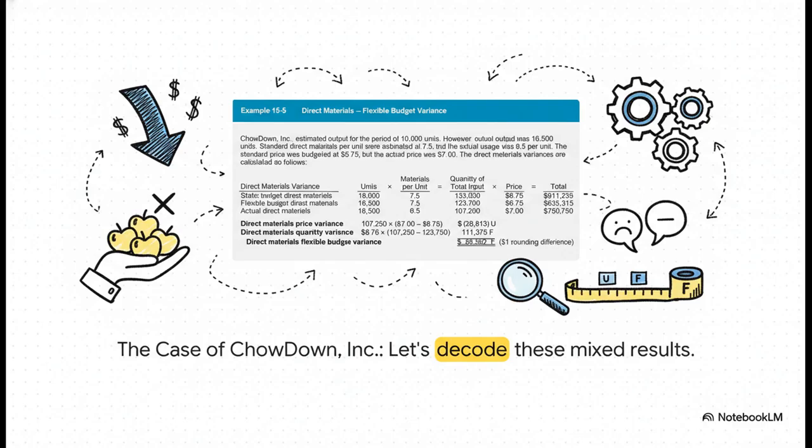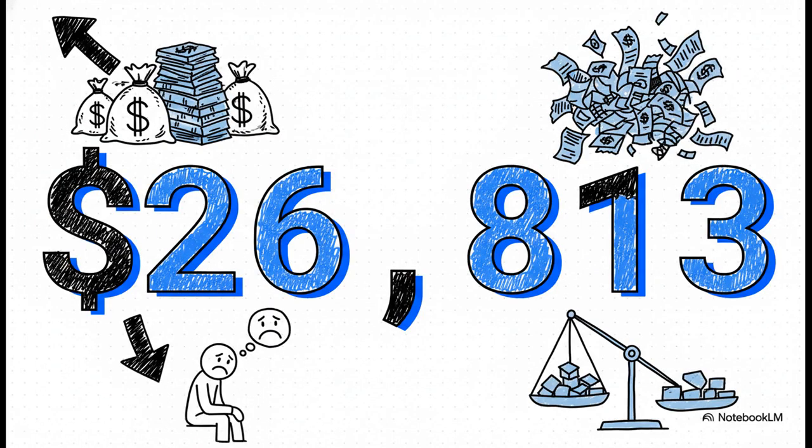Their plan was to pay $6.75 per unit of material, but they actually paid $7. At first glance, that doesn't sound great, but let's see what the variance calculations tell us. First, let's look at their price variance. Oof, it's almost $27,000 unfavorable. They definitely paid more for their materials than they budgeted. On paper, that does not look good for the purchasing manager.